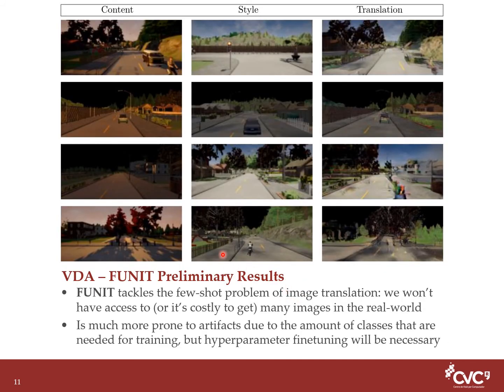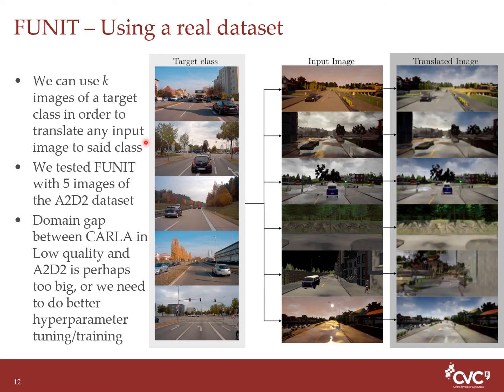To address the future problem of the fact that real data is scarce, we test FUNIT, which is for few shot, which is much more prone to artifacts, like we can see on these four examples here, translating from different weather types or different quality settings. Either some artifacts appear or the vehicles are disappearing, so we have to be careful with this. However, this is powerful since we can use, for example, five images of the A2D2 dataset to translate this image into its equivalent in A2D2. The domain gap between A2D2 and low quality perhaps is too large, since it doesn't know what's being translated.